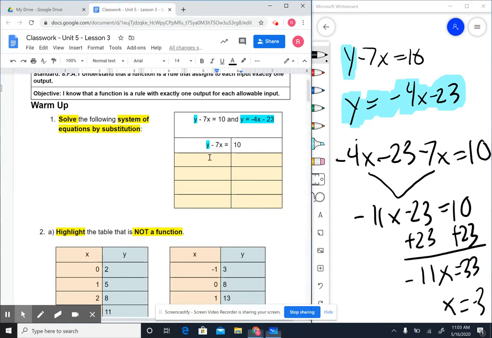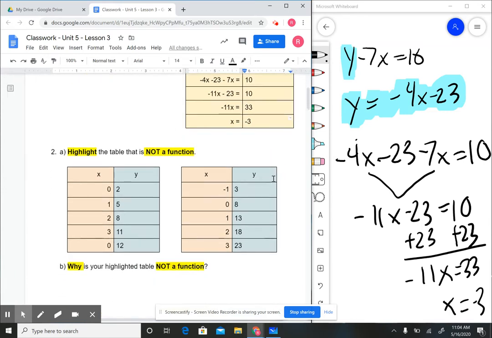So let's write that down. We're going to substitute the y for negative 4x minus 23, minus 7x equals 10. Combine like terms. You get negative 11x minus 23 equals 10. Add the 23 on both sides. You're going to get negative 11x equals 33. And then divide by negative 11. So you get x equals negative 3. So that would be it.